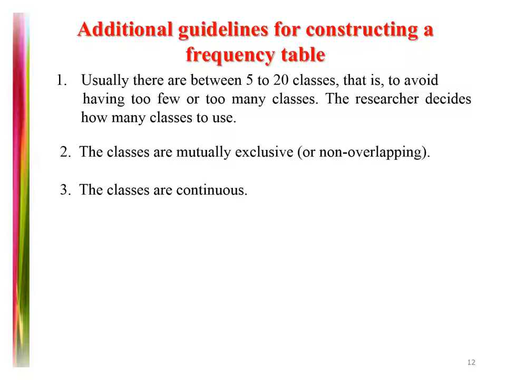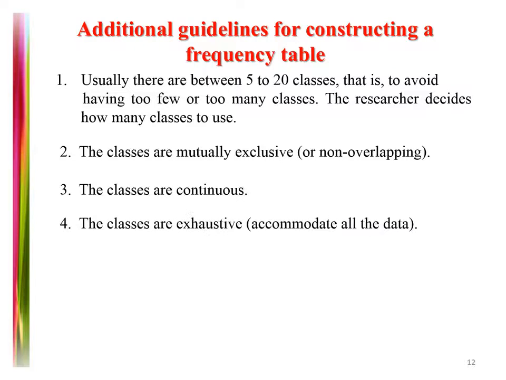And the classes are continuous. So classes must be continuous. That's why, in this case, since our main focus is to do the histogram, first we have to make the continuity correction. And the classes accommodate all the data. So if you calculate the total number of frequencies, it should be equal to the total number of observations. That is important. The classes are equal in width, so you also have to maintain that all classes are of equal width.